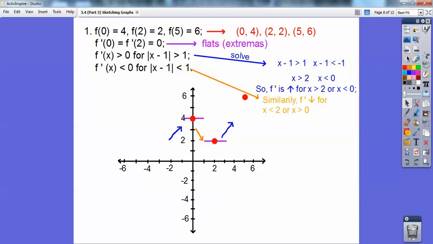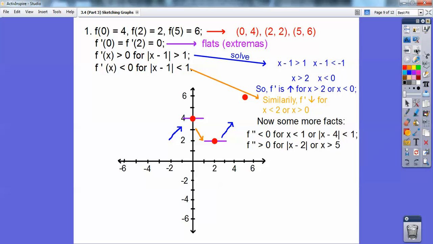But let's get the concavity. Concavity is second derivative. So let's insert some more facts right here. Okay, so the second derivative is less than 0, which means it's concave down when this guy is less than 1. Okay, so we'll do algebra 1 skills and solve for that one right here. Now we don't need to do the other one because it's either concave down or concave up. We already know the increasing and decreasing, so I'm just going to solve this guy right here, and this is where it's concave down, and it's going to be concave up everywhere else.